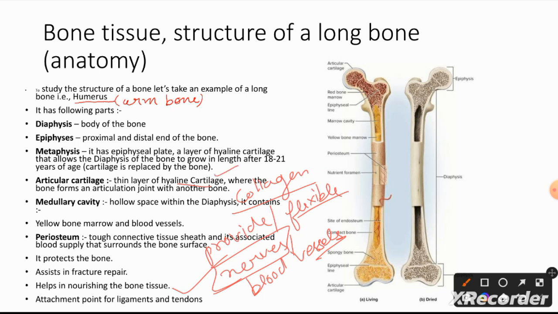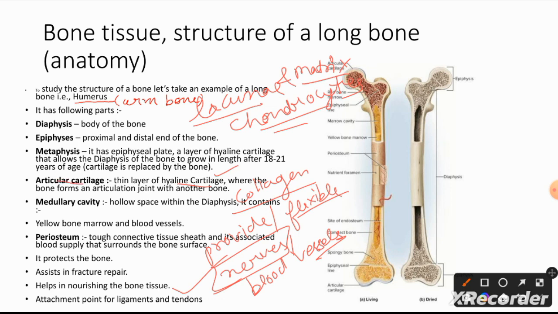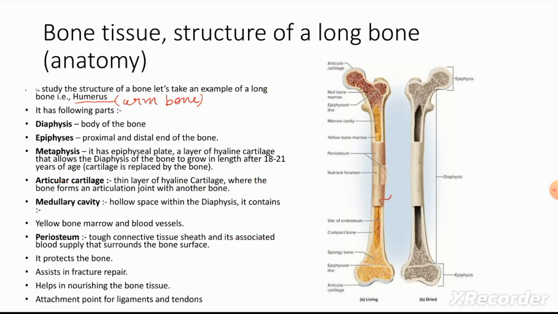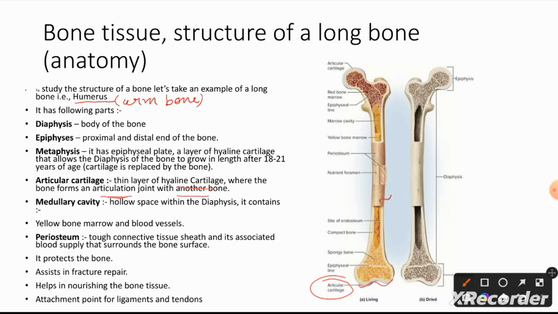Cartilage consists of cartilage or collagen forming cells known as chondrocytes, and it also consists of some lacunae, that is spaces, and some matrix that forms its part. So articular cartilage consists of hyaline cartilage. This grey color shows the presence of hyaline cartilage, where a bone articulates with another bone.